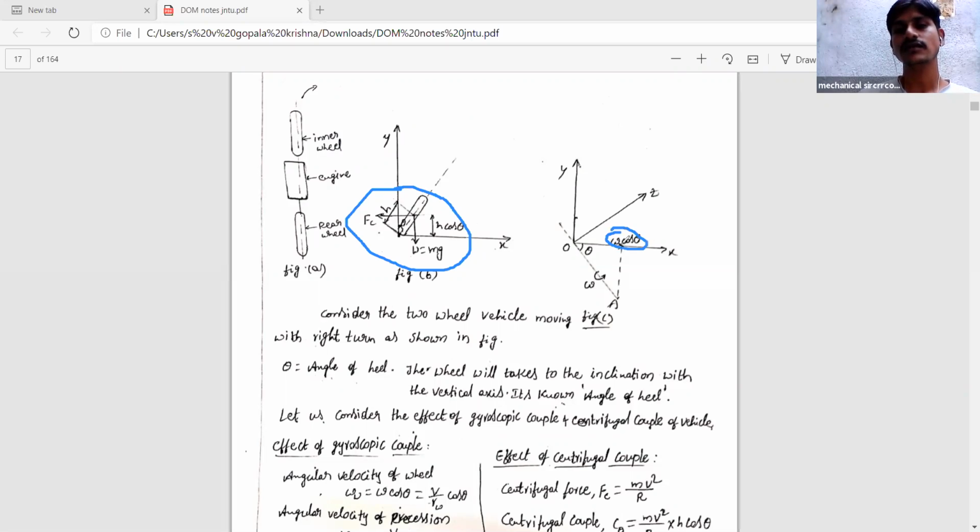And OX is there, OY is there, OZ is there. What does the term OX indicate? OX, simply to say, is the axis of spin.